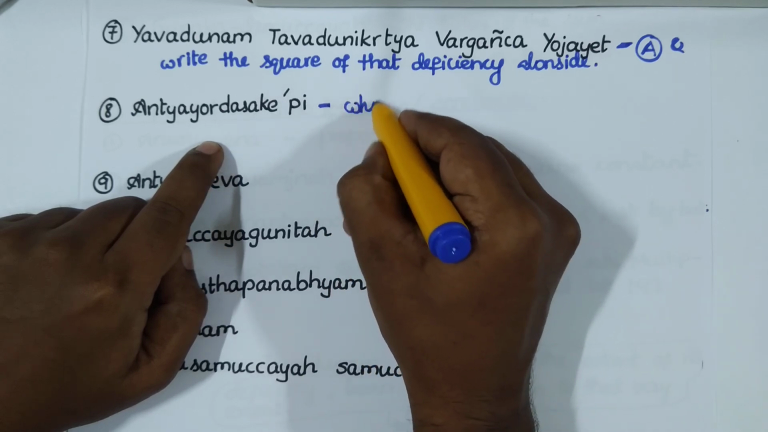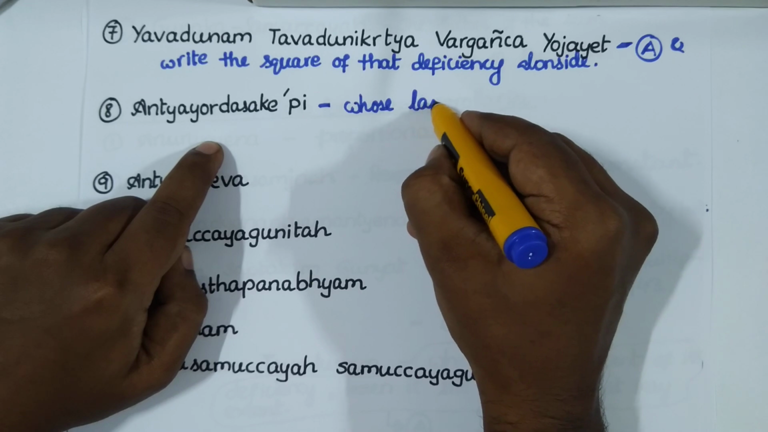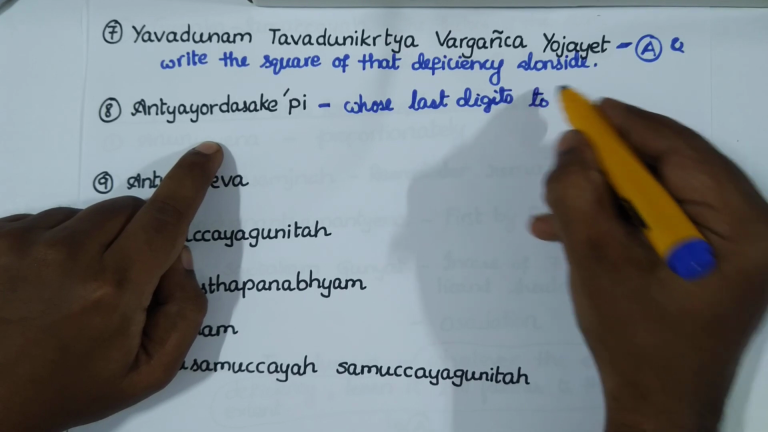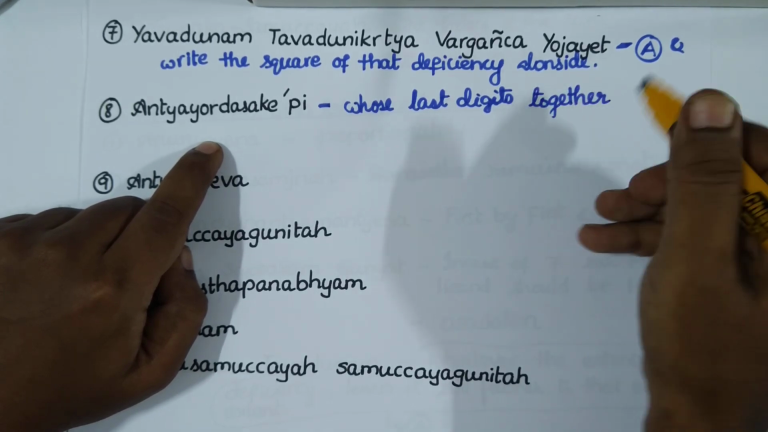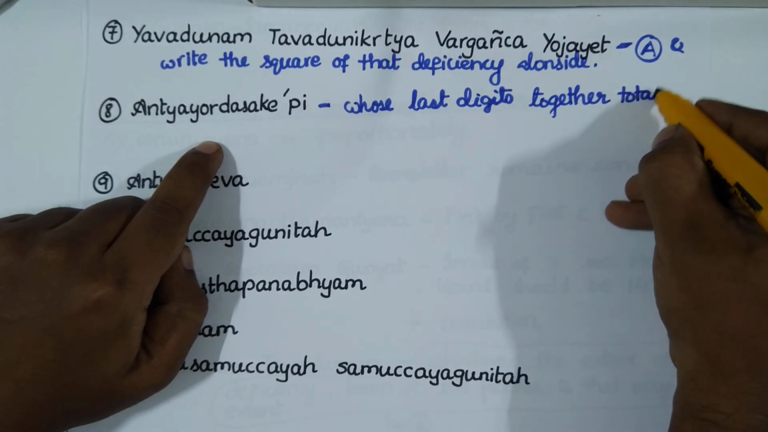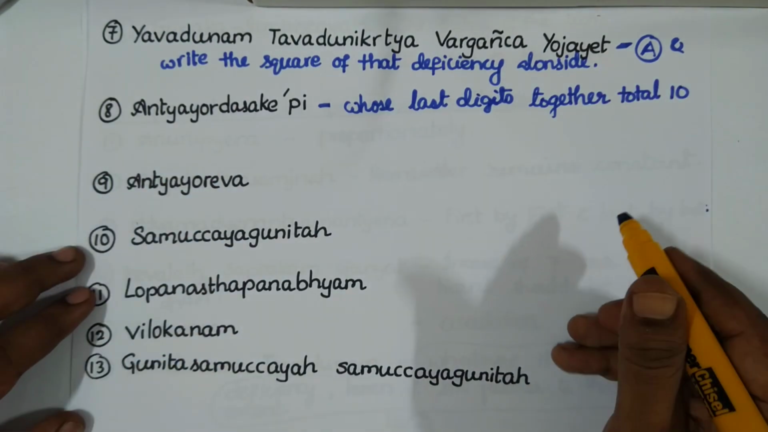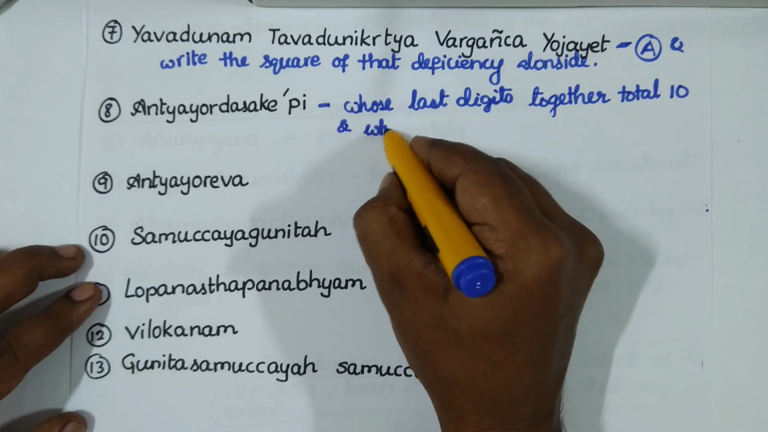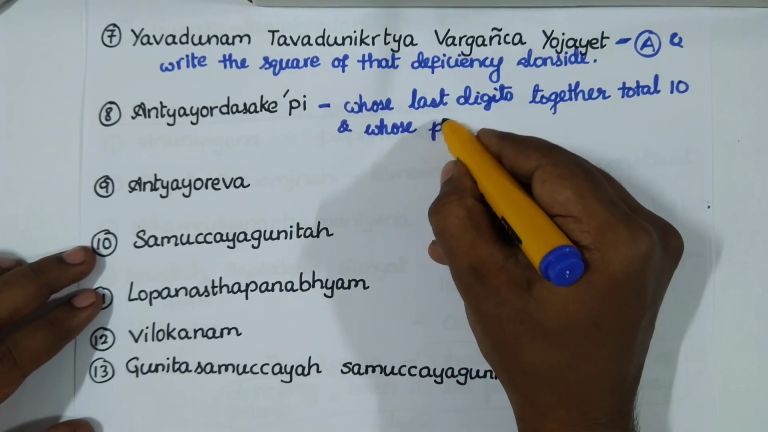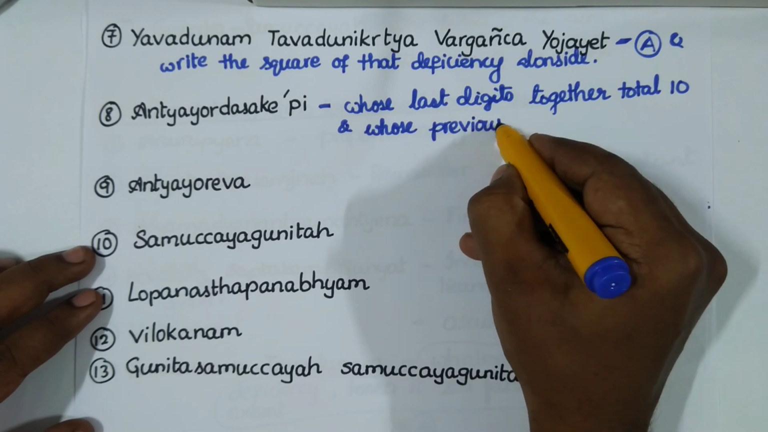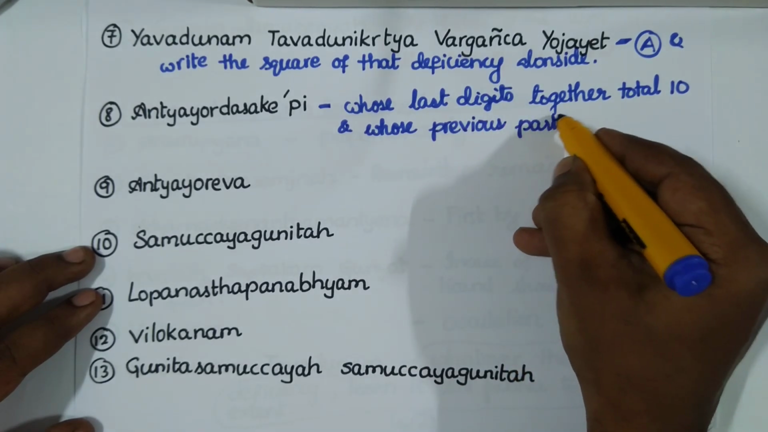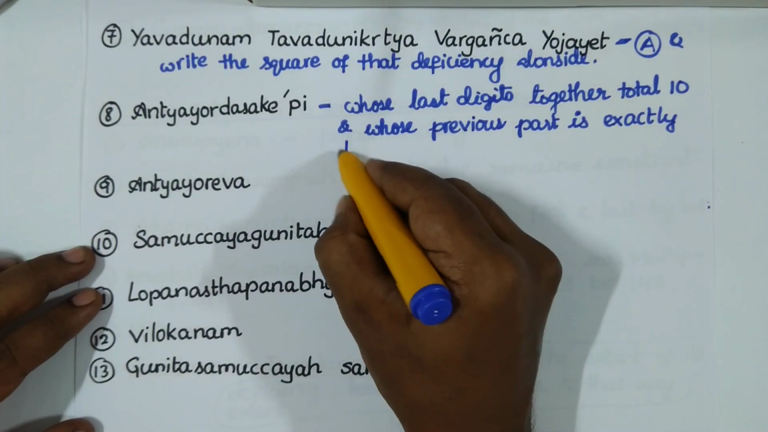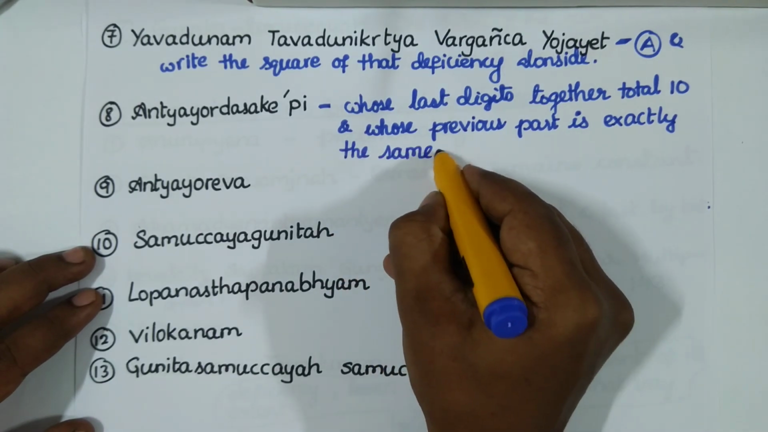And now Antyayor Dasakepi means, this is again interesting, numbers whose last digits sum up to a total of 10, and whose previous part, or remaining part, is exactly the same.